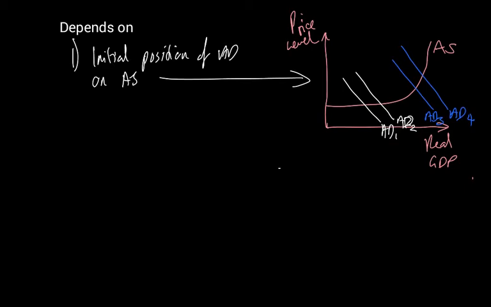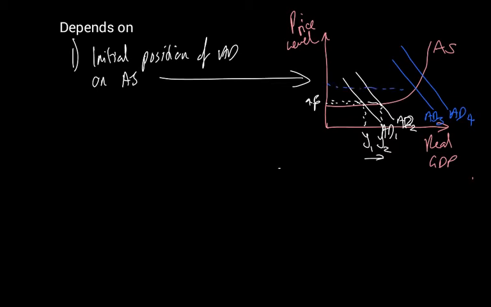Now you can see AD to AD1, and we get a very small increase in the general price level, but quite a large increase in real GDP. So when the AD curve is initially on the horizontal part of the AS curve, with lots of spare capacity in the economy, we can get growth without the inflationary pressure.